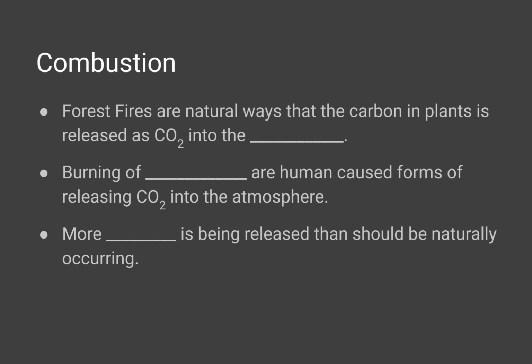The next process that we'll explore is combustion. And combustion is a really fancy way of saying burning. So we can burn carbon sources because they're very high in energy. Forest fires are natural ways that the carbon in plants is released as CO2 into the atmosphere. So when there is a forest fire, whenever those plants burn, all of the carbon within them combines with the oxygen in the air, and we get carbon dioxide that's released into the atmosphere.